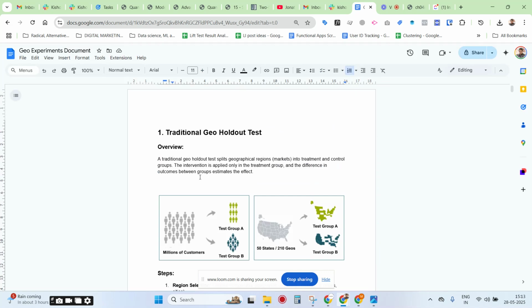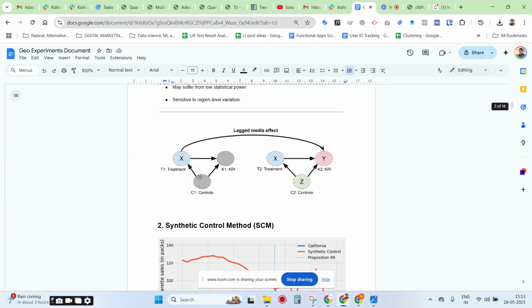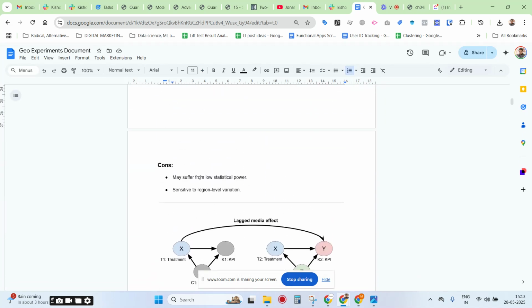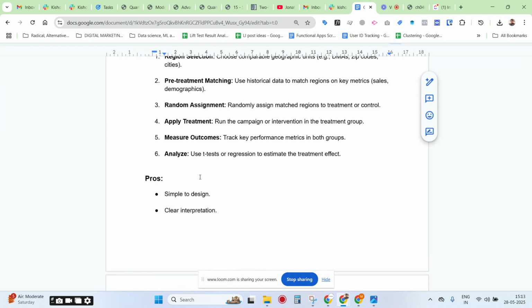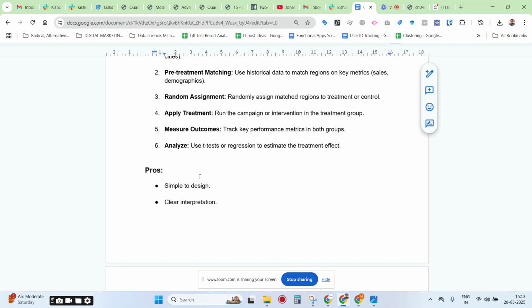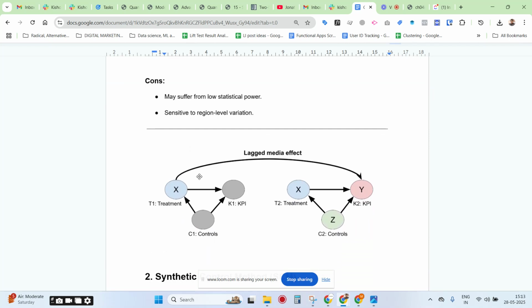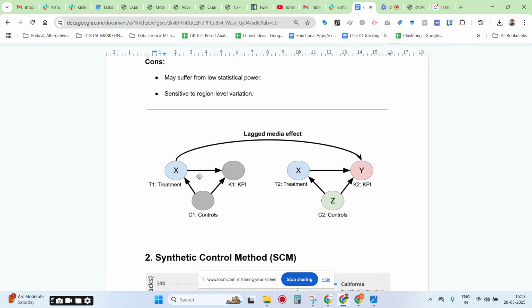And now I'm going to move on to the next phase, which is going to be the different causal inference methods. Now, there are certain alternative methods to carry out geo experiments. This was the traditional holdout test, but without actually doing this geo holdout per se, you can still carry out geo experiments or geo experiment like experiments using certain causal inference methods.